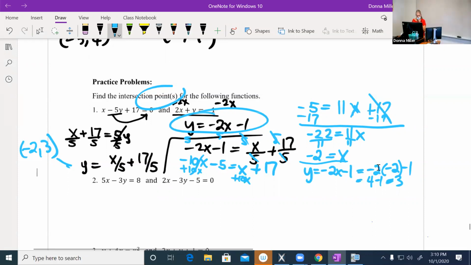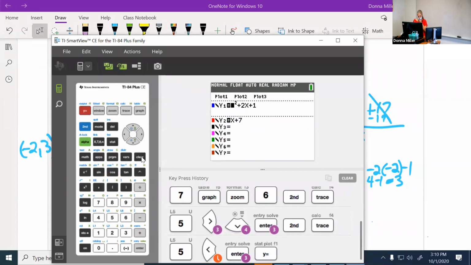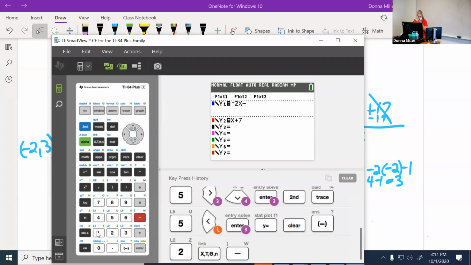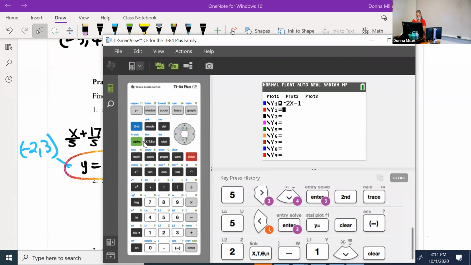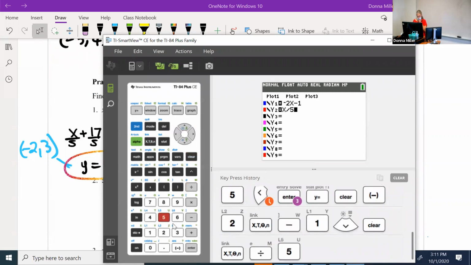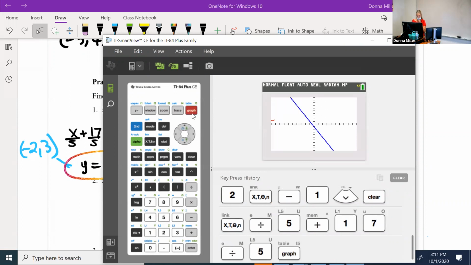All right, in the graphing calculator, I'm going to enter both of these. We're going to do this one, and we're going to do this one. We're going to enter both of those into the calculator. Negative 2x minus 1. Hopefully I'll get the same answer. And the other line, I forgot the equation already: x over 5 plus 17 over 5.